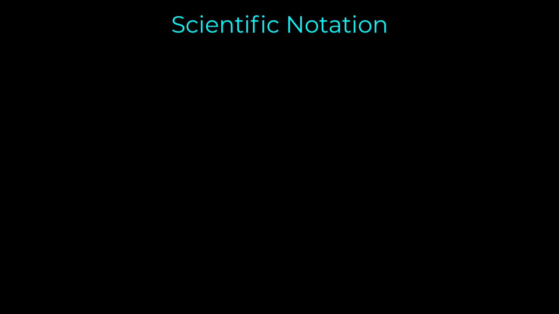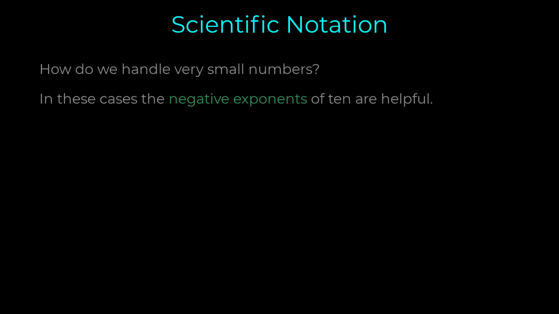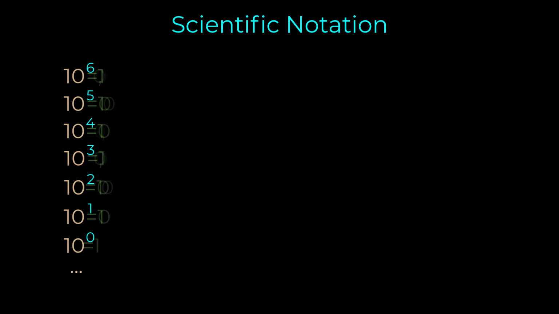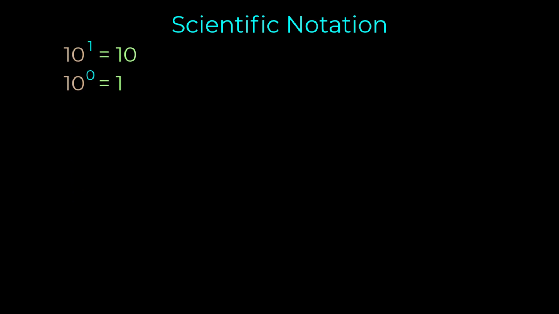So much for very large numbers. How about if the numbers are very small? In these cases, the negative exponents of 10 are helpful. Let's look at the powers of 10 again. Let me drop the larger numbers to give myself some room on the screen, and let's fill in the smaller numbers. There is a pattern that develops which is easiest to see when I express the fractions as decimals.